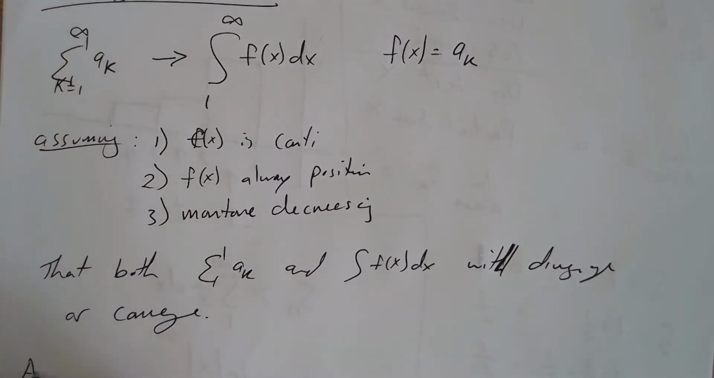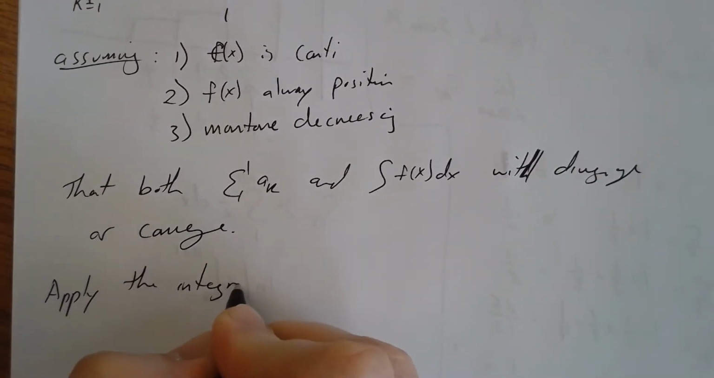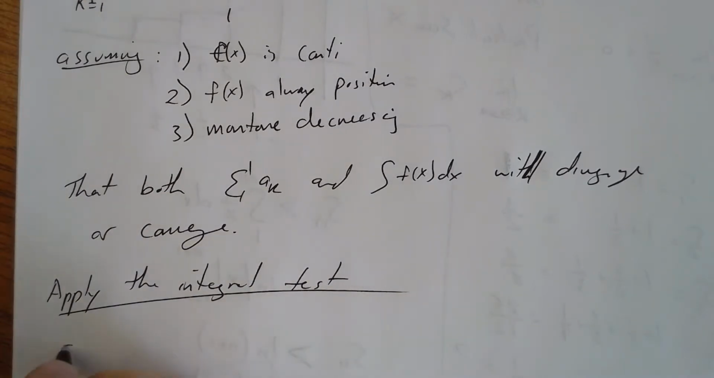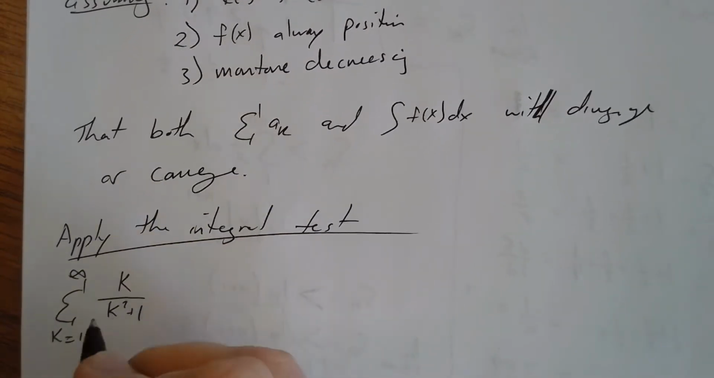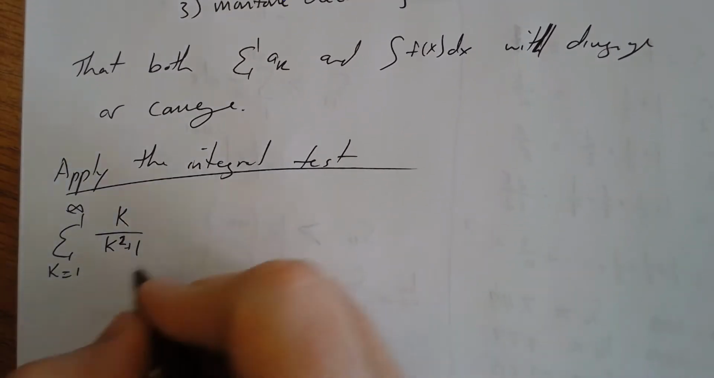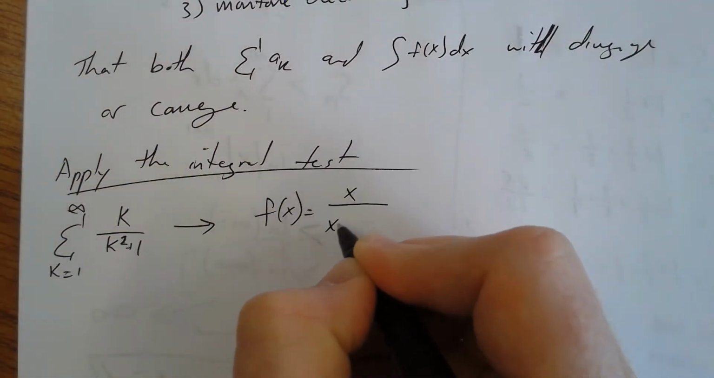So let's go ahead and apply this integral test. The first example of the integral test is the summation of k equals 1 to infinity of k over k squared plus 1. So again, before I can even apply the integral test, I have to first work out the kinks of the function. So let's start by looking at f of x. I'm going to go ahead and convert this to f of x equals x over x squared plus 1.